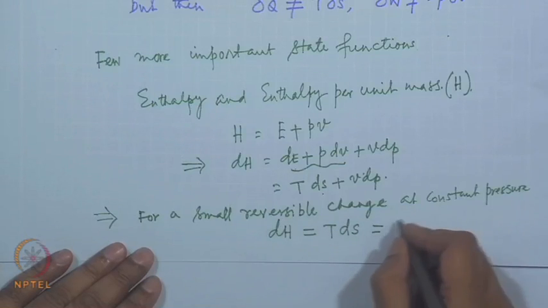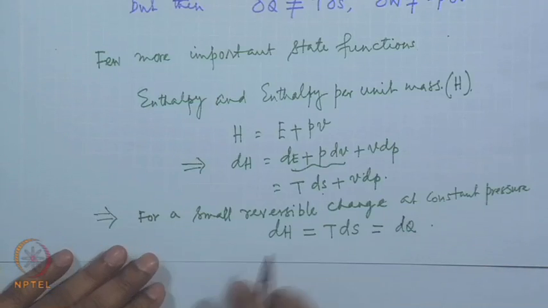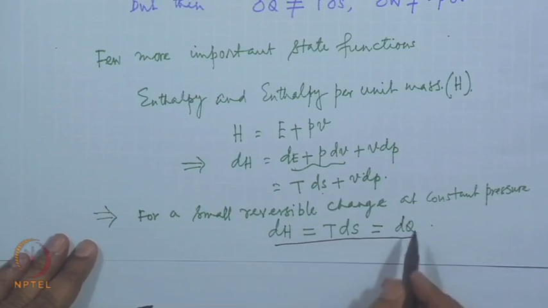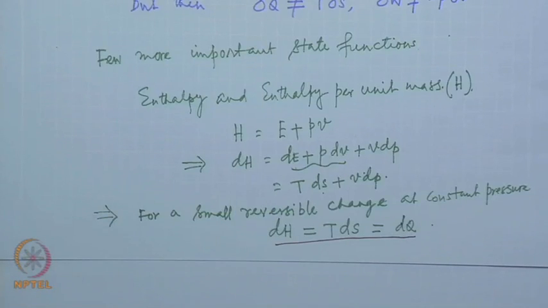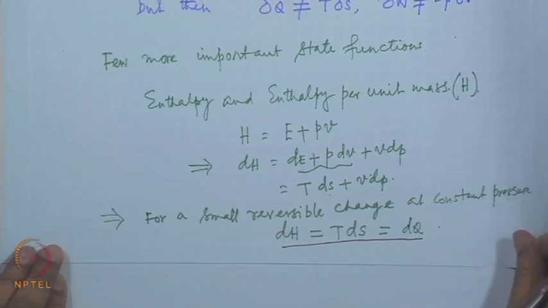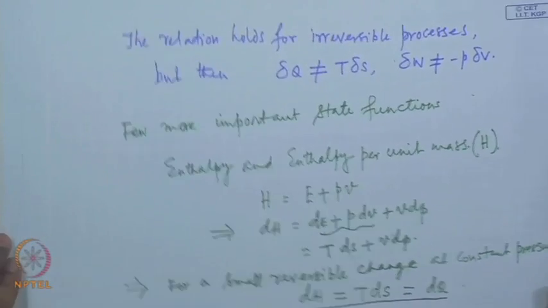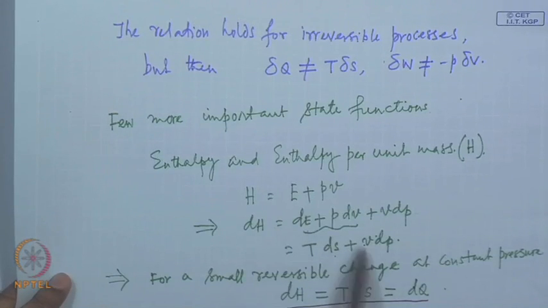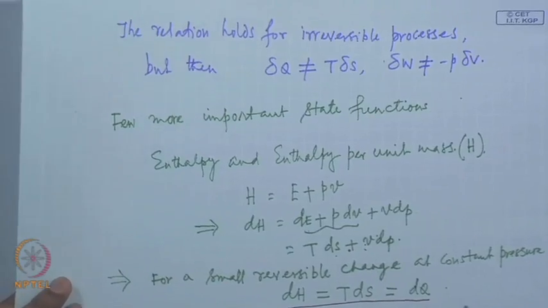And since it is reversible, T dS is the heat added. This implies that the enthalpy basically represents the total heat content of the system. Also, this equation involves only state variables and hence applies for both reversible and irreversible changes.